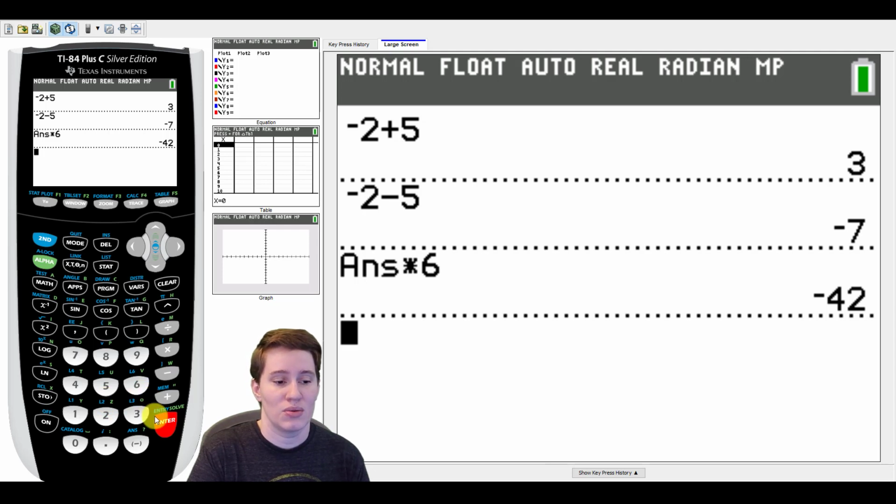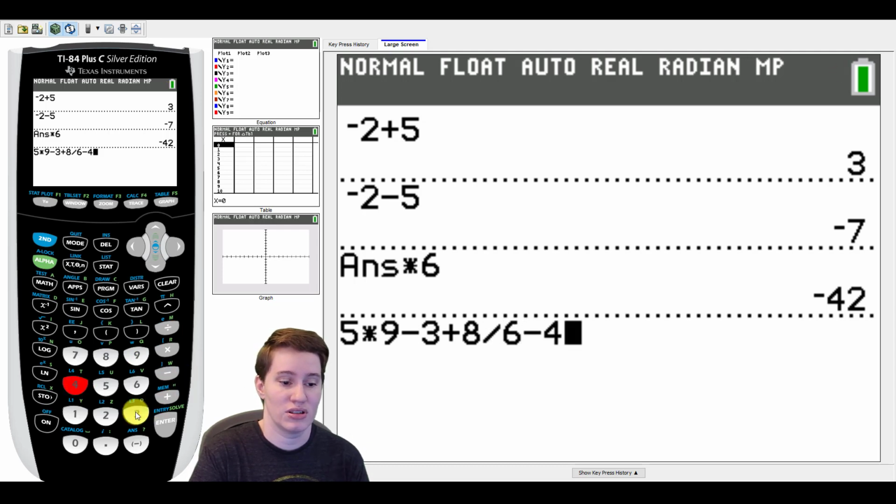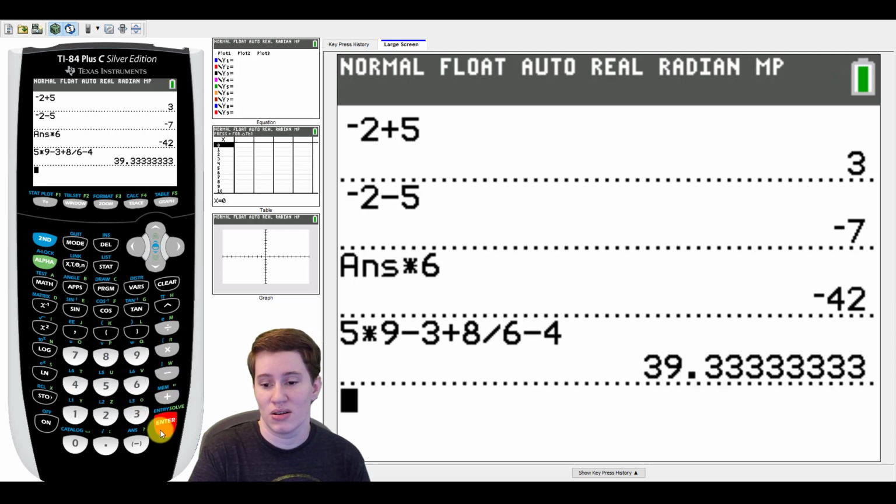The other cool thing that we can do is we can scroll up and actually grab things. So let's say that we typed in a really long problem. I'm just gonna make up a bunch of stuff for it to do. Okay, so here's my really long problem. I got an answer, but oh, that 8 was really supposed to be a 7.